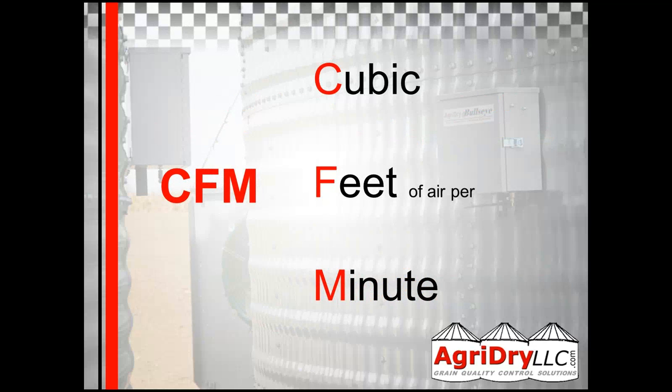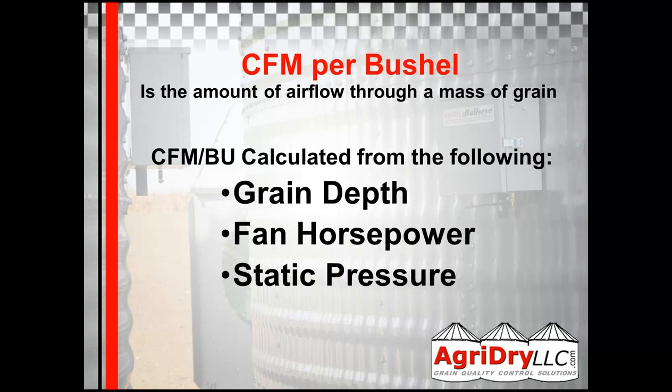So when we get to CFM, CFM stands for cubic feet of air per minute, all right? We're going to talk a lot about CFMs. We already have a little bit. But when it pertains to the grain industry, or for what we're dealing with for grain bins, we're talking about CFMs per bushel, okay? CFMs per bushel is the amount of airflow through a mass of grain. That is calculated by the grain depth, based on how tall the bin is, the grain depth that you're going to be storing the grain at, the horsepower, how many fans, the total horsepower that you have on the bin, and the static pressure. All right.